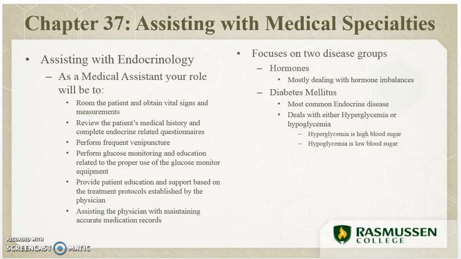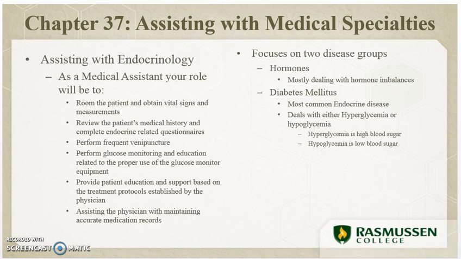Now, the endocrine system and the providers within that will focus on two groups of diseases, those that are hormone related or related to the thyroid, and diabetes mellitus. Hormones are chemical messengers produced by the endocrine glands and transported to targeted tissues by the bloodstream. The majority of endocrine diseases are the result of a hormonal imbalance. The under or overproduction of even a small amount of a hormone can have a drastic consequence for the patient.